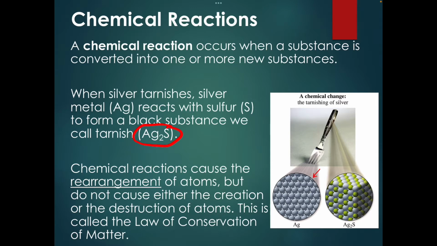So chemical reactions cause the rearrangement of atoms, but they don't cause either the creation or destruction of atoms. This is called the law of conservation of matter. We will talk a lot about the law of conservation of matter today. Essentially, anything that you start with is also going to end up in your products. So you can't just make sulfur come out of nowhere or make some silver disappear along the way, right? I always like to say that's how we know magic isn't real. It wouldn't obey the law of conservation of matter. So that's what we're saying here. All of the atoms that we're starting with, we also have to end with. The only thing that can happen in a chemical reaction is that those atoms get rearranged.